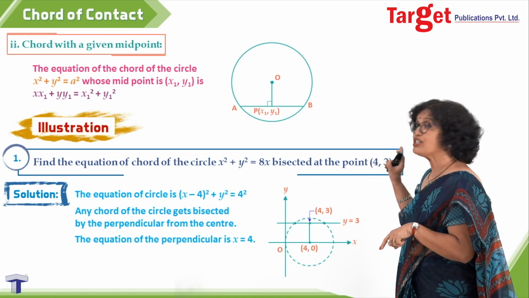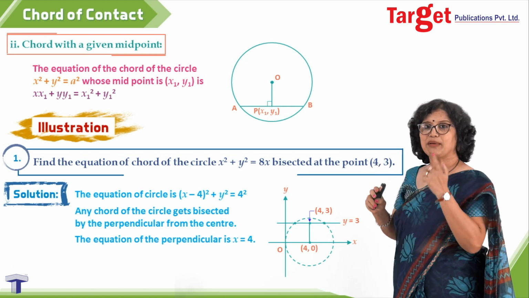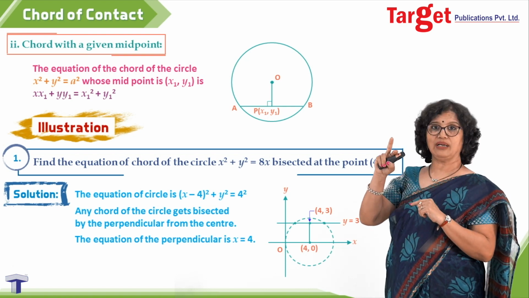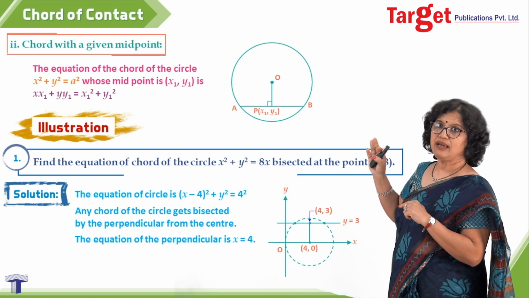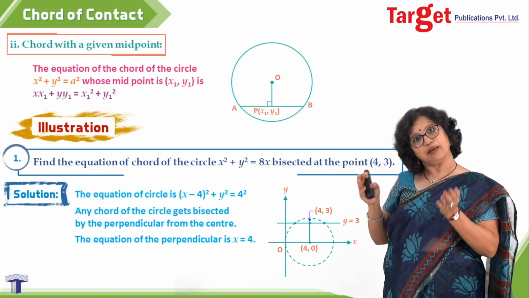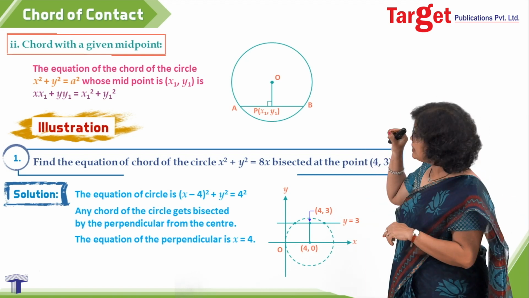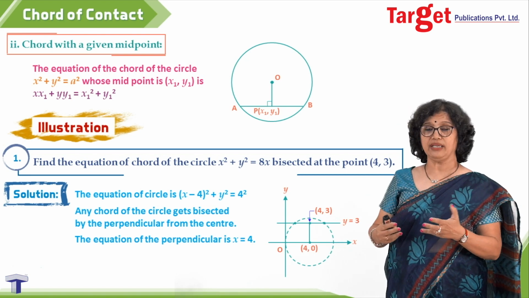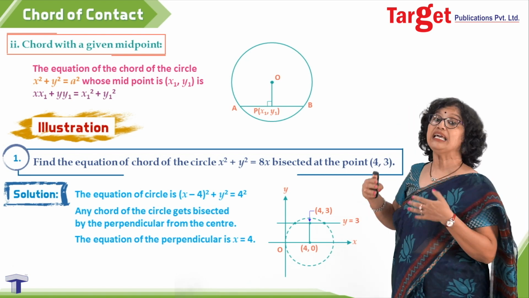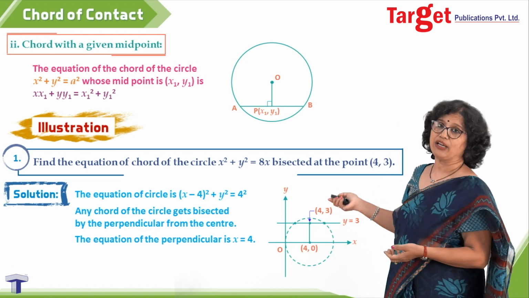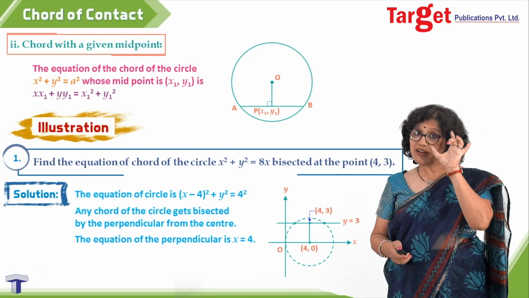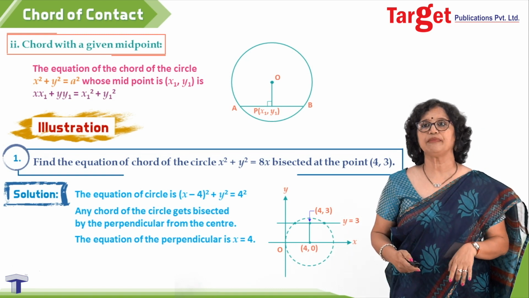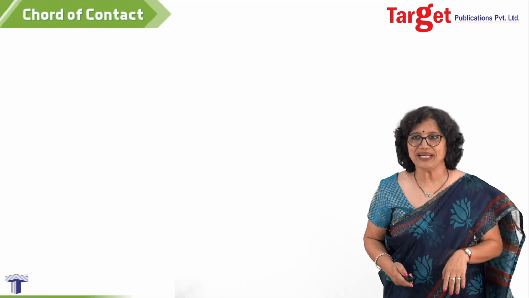So chord's equation would be y equal to 3. Why am I saying so? Because perpendicular is the radius part, and chord gets bisected by the perpendicular, and the foot of the perpendicular is (4, 3). Does that all not prompt that equation of the chord would be y equal to 3? So equation of the chord: y equal to 3. That should be our final answer. Okay. Proceed from here to the next one.